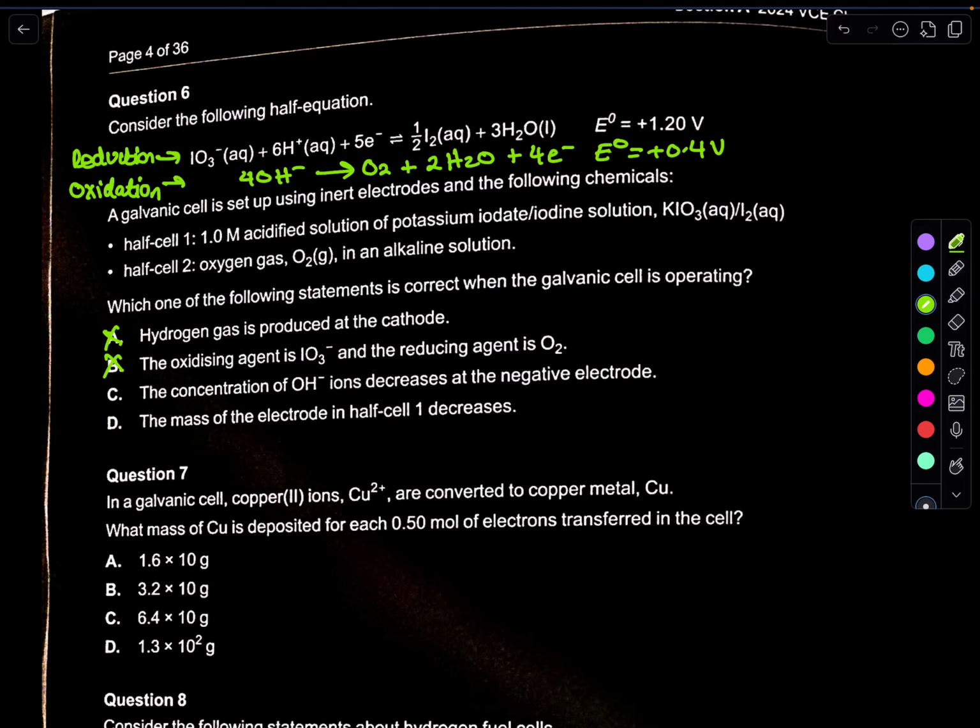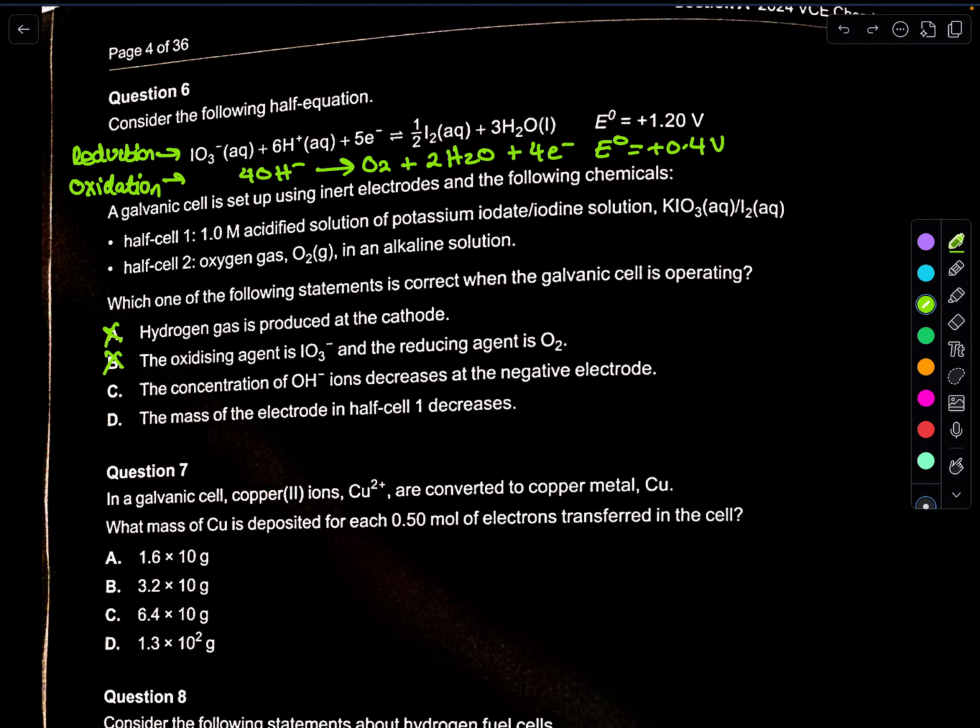C, the concentration of OH ions decreases at the negative electrode. Remember, the negative electrode is the oxidation one. And yeah, it will. You can see that because they are the reactant and they're forming oxygen gas and so on, so this concentration would start to decrease. So that's not wrong. I'm going to put a tick on that. Let's have a look at the next one.